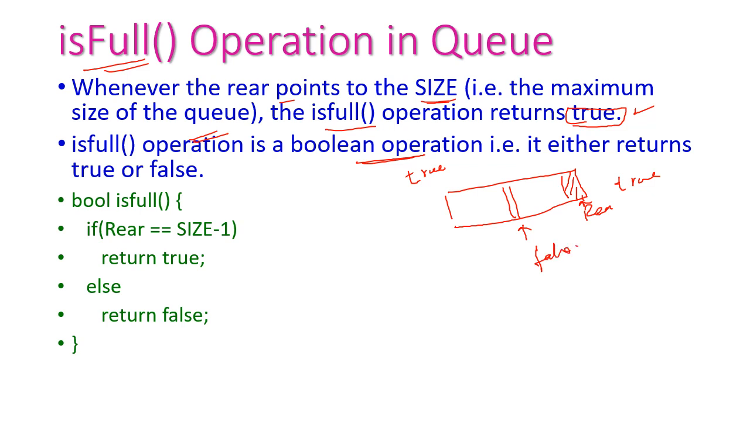Okay, so this is the pseudocode for the isFull function. It is a Boolean operation, so the return type is bool. It is full if rear equals size minus 1. Why size minus 1? Because the index starts from 0, 1, 2, and so on. Hence, if the maximum size is, for example, 10, then size minus 1 is 9. If the rear reaches 9, then it will return true. Otherwise, it will return false.